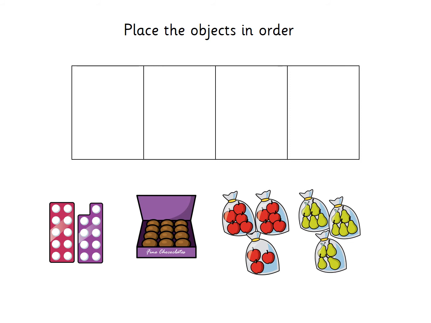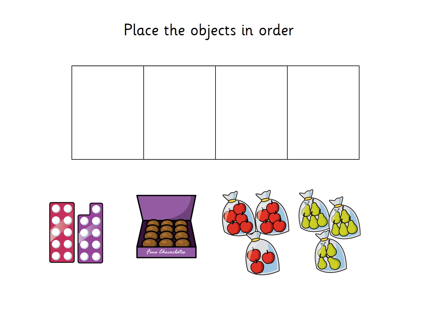And then we've got a box of chocolates. Ooh, I wonder how many chocolates we've got. Let's count. 1, 2, 3, 4, 5, 6, 7, 8, 9, 10, 11, 12. So we've got 19 Numicon. You can write that number down, 19. And then we've got 12 chocolates.